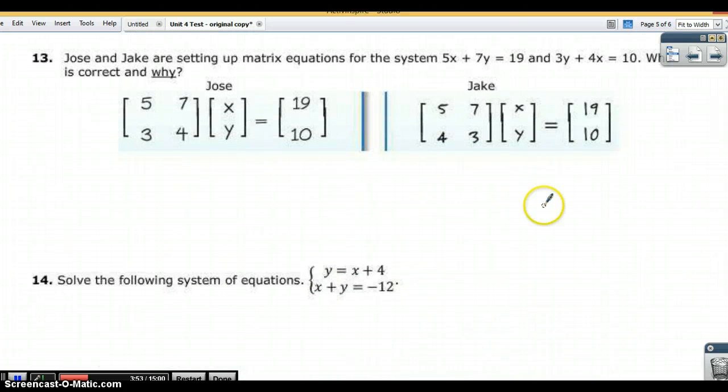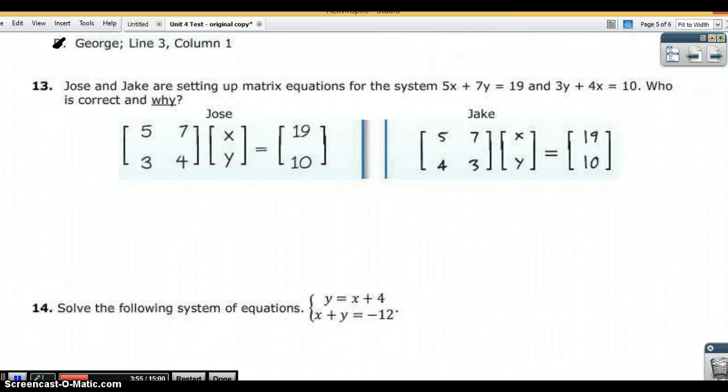Alright guys, I did a problem just like this in the review, I believe. Actually I did 2 of them. Jose and Jake are setting up matrix equations for the system 5x plus 7y equals 19 and 3y plus 4x equals 10. Who is correct and why? I'm not worried about the y. So that's supposed to be x, that's supposed to be y, right?